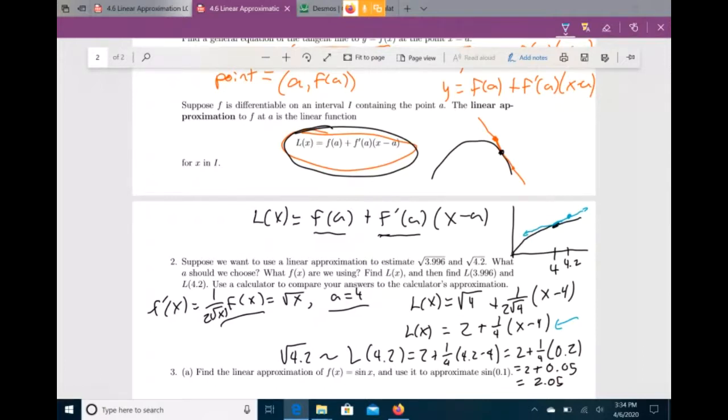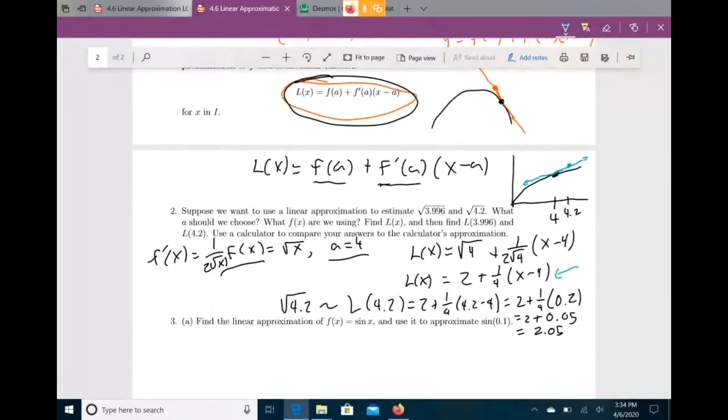We'll look at that again in a couple of questions, but you can basically tell whether you're overestimating or underestimating by the concavity. If you're concave down, the tangent line will lie above the curve, so you'll be overestimating. If you're concave up, the opposite happens: the tangent line lies below the curve, so you're underestimating. It's a pretty good approximation though. The actual value of the square root of 4.2 is 2.049, and then there are some other terms after that, but it's quite close.